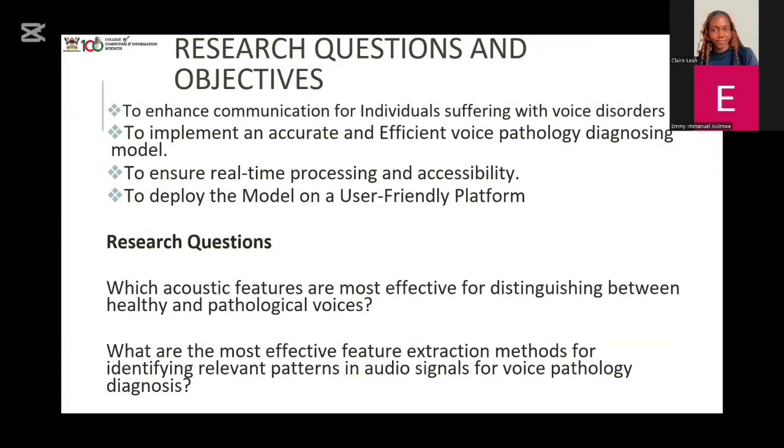And the research objectives are to enhance communication for individuals suffering with voice disorders, to implement an accurate and efficient voice pathology diagnosing model to ensure real-time processing and accessibility, and to deploy the model on a user-friendly platform. And the research questions we have: which acoustic features are most effective for distinguishing between healthy and pathological voices? And the second question is, what are the most effective feature extraction methods for identifying relevant patterns in the audio signals for voice pathology diagnosis?